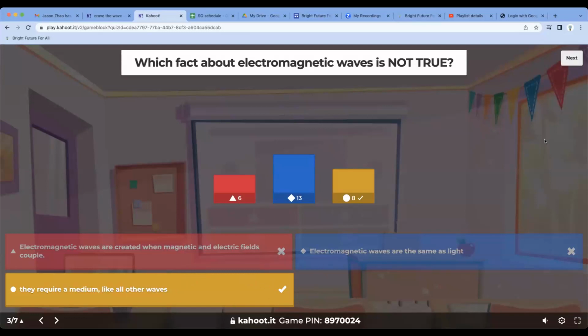Now, light can still travel through mediums. That's why we have that equation for calculating the new speed of light through a different medium. It's just that light can still travel without a medium.